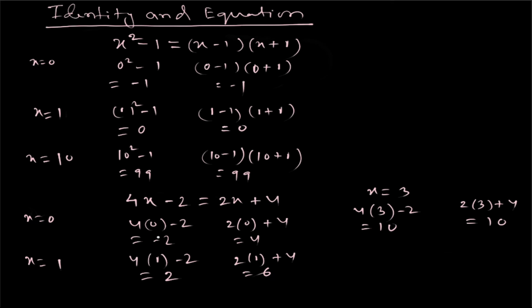For other values it is not the same. You can take x is equal to 10, 12, anything, minus 1, minus 2, you will always find that these two sides are not the same. So for an equation, the equality is valid only for a particular value of x. Here it is x is equal to 3, and it is called the solution of this equation. The solution is also called the root of the equation.